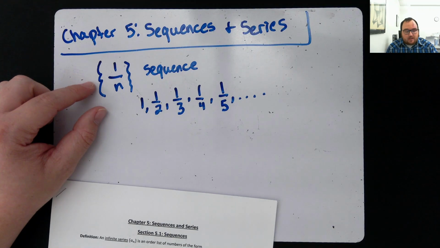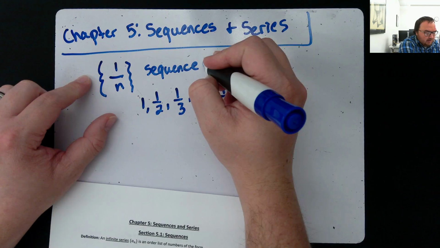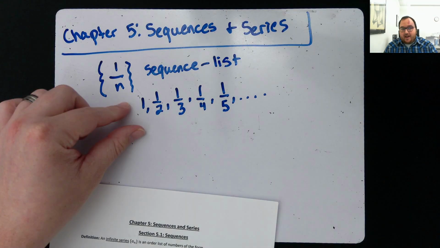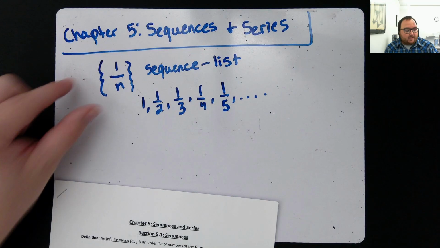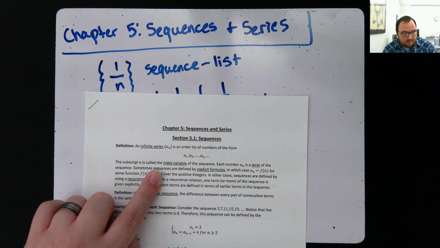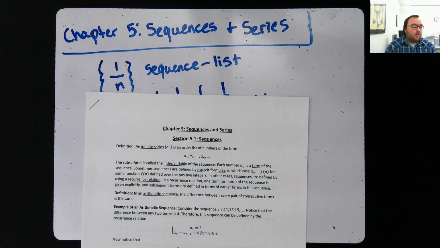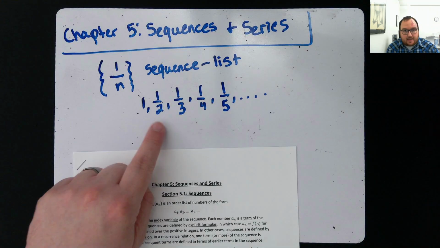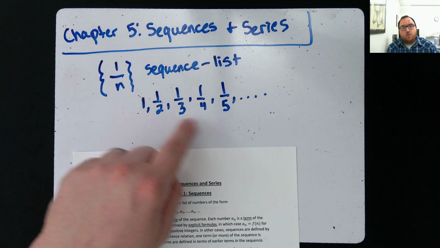That's what that is. Again, it's just a list, but I don't write it as a list because you can't, because there's a ton of them, right? So I write it like this instead. The subscript n is called the index. For each a_n, I call that a term. So then this is my first term, second term, third term, fourth term, on and on.